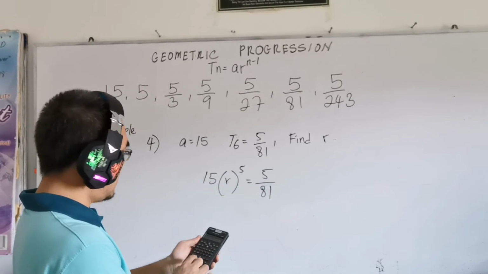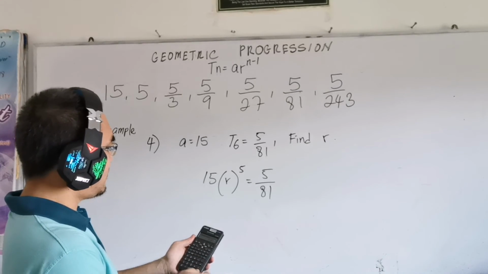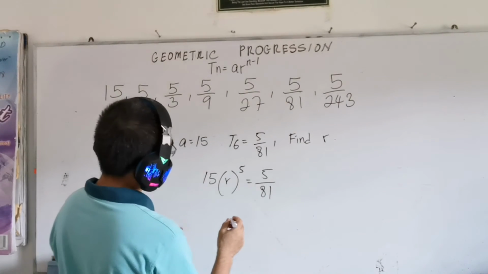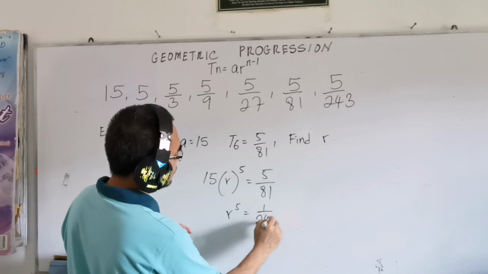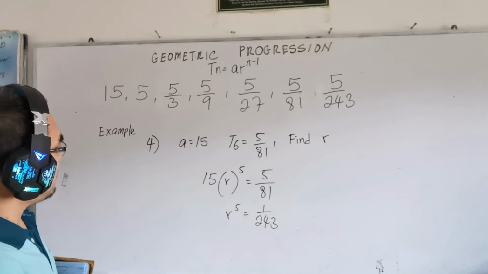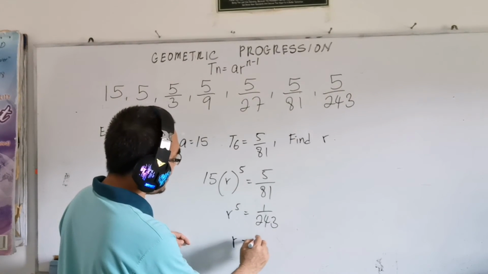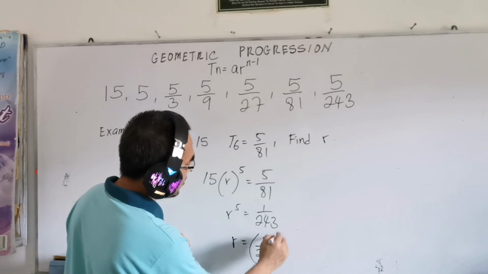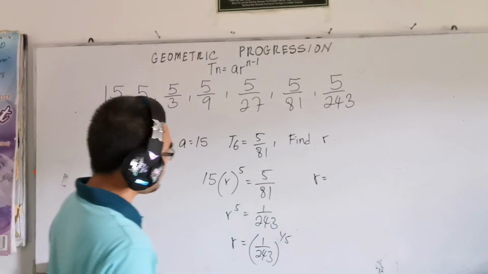5 over 81 divided by 15, you get 1 over 243. So R to the power of 5 equals 1 over 243. There are two ways how to do this. It's better for me just to bring that 5. So 1 over 243 to the power of 1 over 5. So you get the value of R.